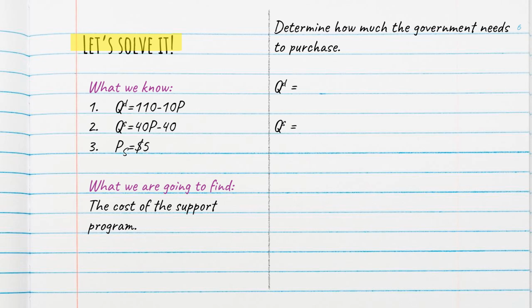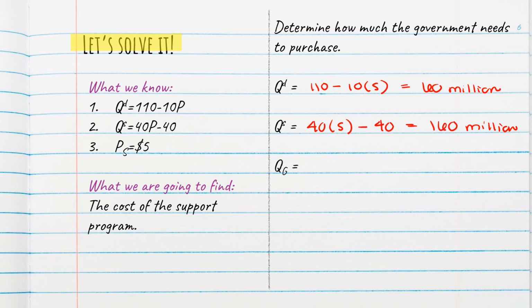So the quantity demanded is 110 minus 10 times 5. 110 minus 50 is 60 million. The number of gallons of milk supplied at the support price of $5 is 40 times 5 minus 40. 200 minus 40 is 160 million. So notice the problem here. The number of gallons of milk supplied is 100 million higher than the number of gallons that are demanded.